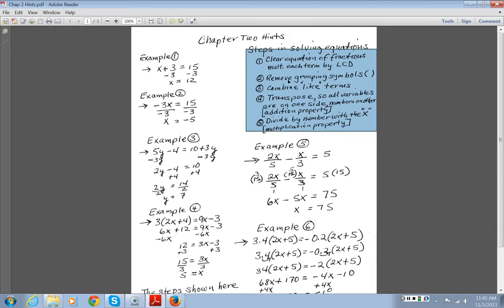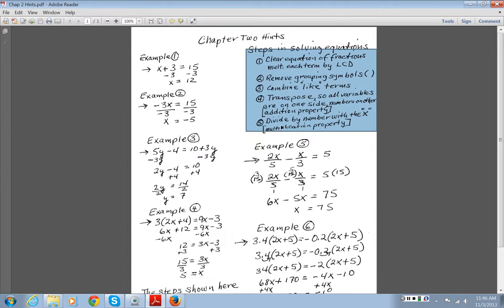Then we're going to remove a grouping symbol, whichever they happen to be. Most often they are parentheses. And we see that in example 4 and example 6. Then we want to combine like terms. This is a topic we treated in chapter 1. Then we're going to do some transposition. So we get all the variables, let's say, on the left and all the numbers on the right.